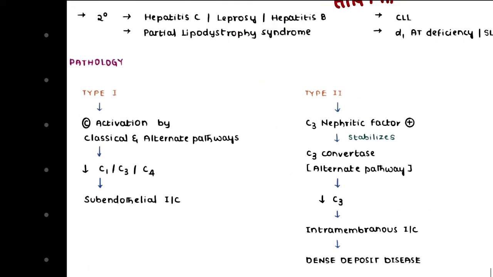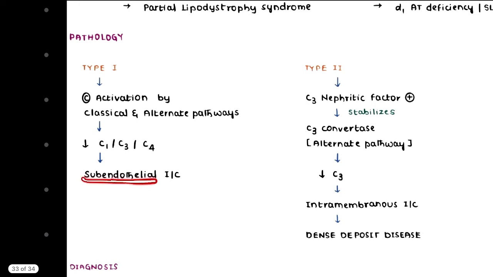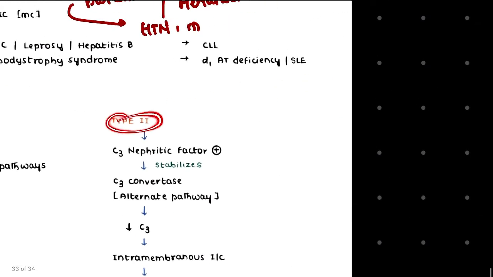Here, we said there will be complement activation by both the classical and alternate pathways, and there will be deposition of C1, C3 and IgG. Because of this there will be a reduction in complement, which we were calling hypocomplementemia, and this will be deposited in the subendothelial region.